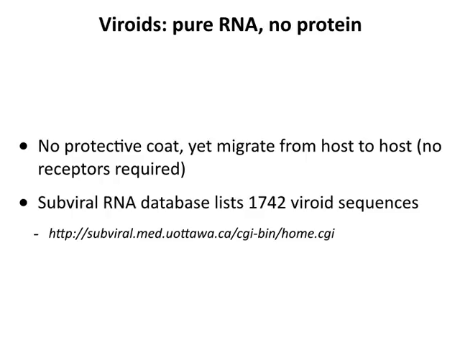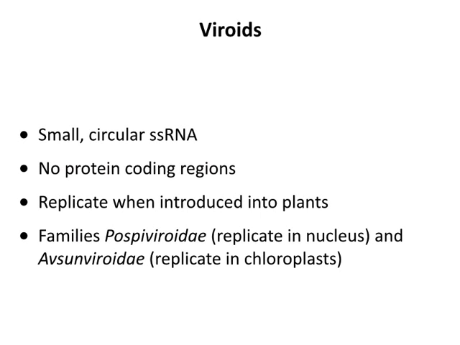These are infectious agents that consist only of RNA. They don't encode any protein, okay? They have no coat. There's just a naked RNA molecule that's floating around out there. They can go from host to host. They don't need receptors to get into the host. And this is how many sequences we know of at the time, 1,742, and there's actually a website that keeps track of all of these. So that's viroids. So they're typically small, single-stranded RNA circles.